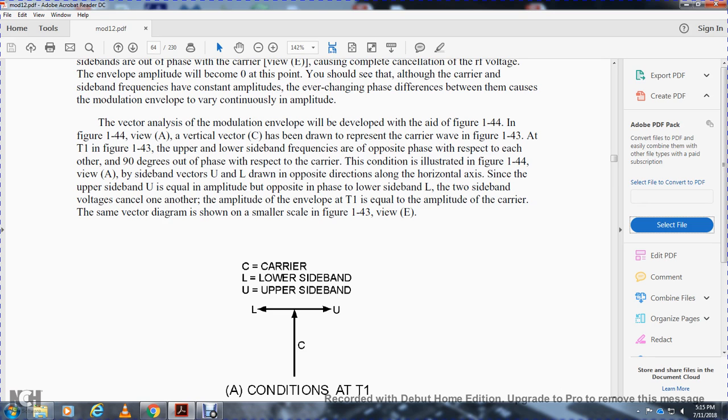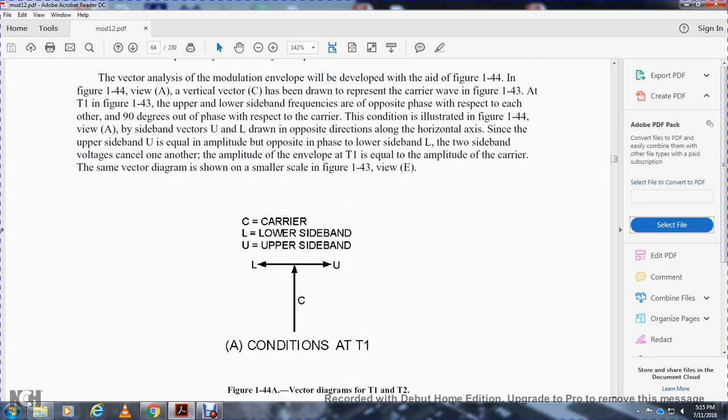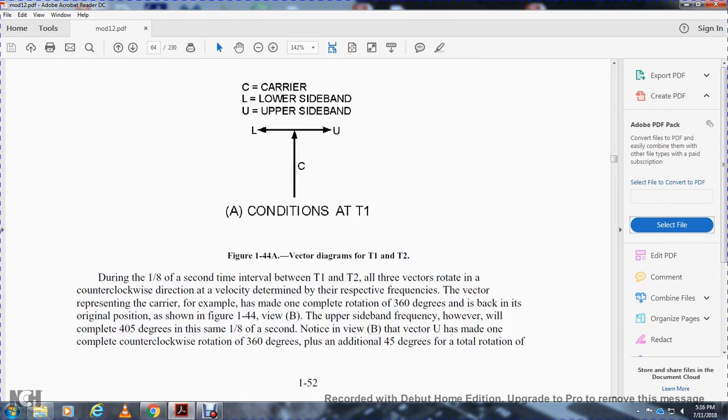The same vector diagram is shown on a smaller scale in Figure 143 view E. Figure 144 view A shows the vector diagrams for time intervals 1 and 2. C is the carrier, L is the lower sideband, U is the upper sideband. During the 1/8 of a second between time intervals 1 and 2, the three vectors rotate in a counterclockwise direction, with velocity determined by the respective frequency of each vector. The carrier, for example, has made one complete rotation of 360 degrees back to its original place, shown in Figure 144 view B.